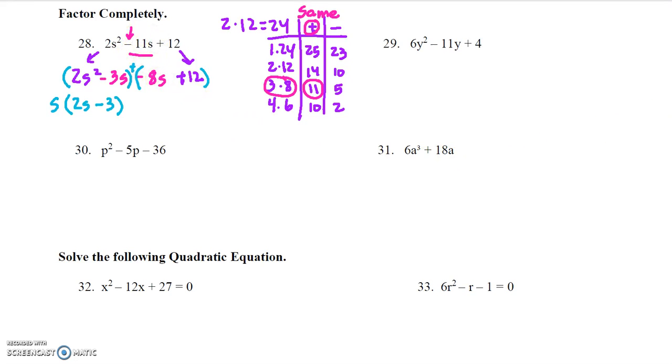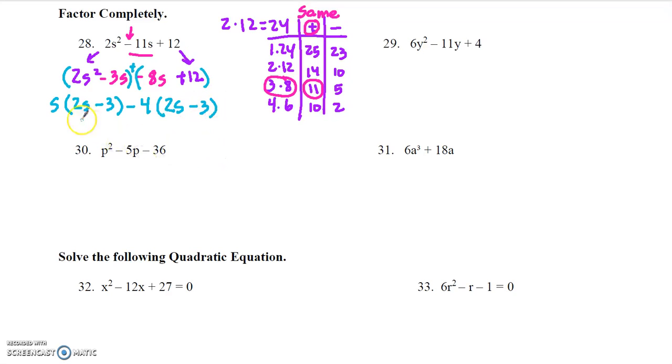All right, let's see. A negative 8s plus 12. Okay, now we have a greatest common factor. We can factor out a 4. And because this is a negative, I'm going to be factoring out a negative 4. So now let's multiply. Negative 4 times what will give me that negative 8s? I need a 2s. And then negative 4 times what will give me a positive 12? I need a negative 3.